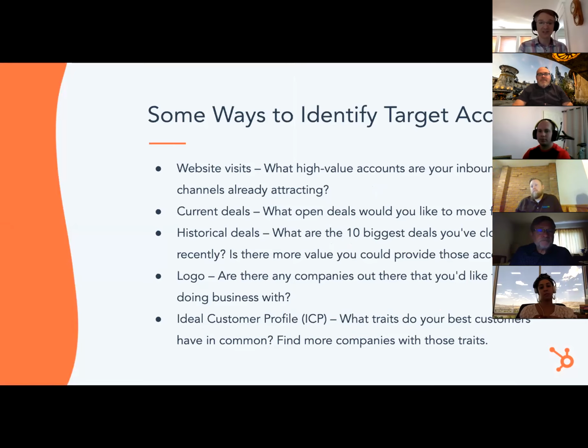You can look at website visits, especially if you've got a really good inbound engine going right now. You probably have companies visiting your website that are not currently your customers, and hopefully you have a way of identifying them. If you're seeing a particularly engaged company or a company that you think you could provide a lot of value to, feel free to target them. Look at your current deals. Are there deals that are taking longer than you would like and that would benefit from having additional attention and more personalization? Could be a great place to deploy some ABM tactics.